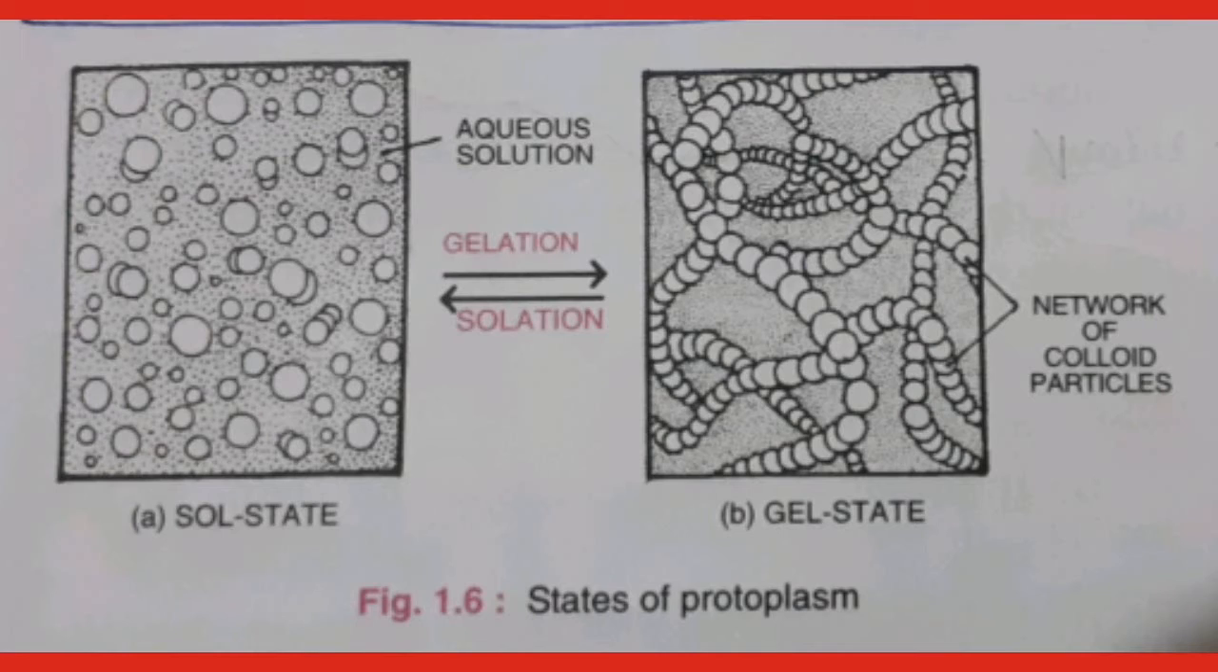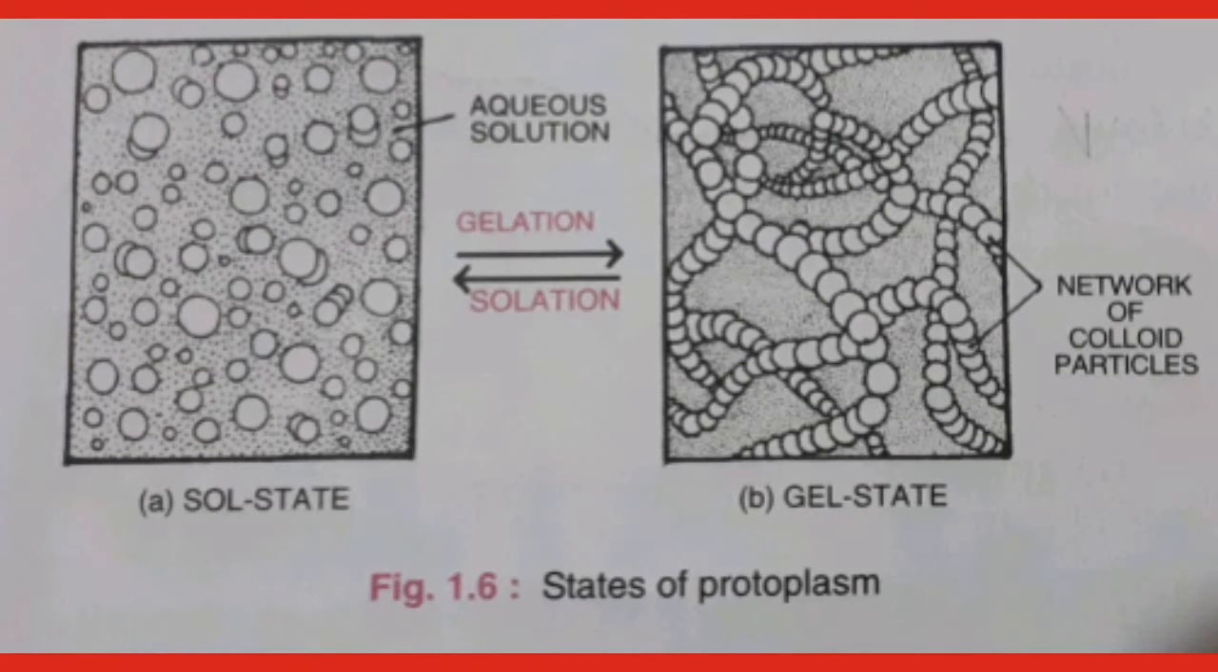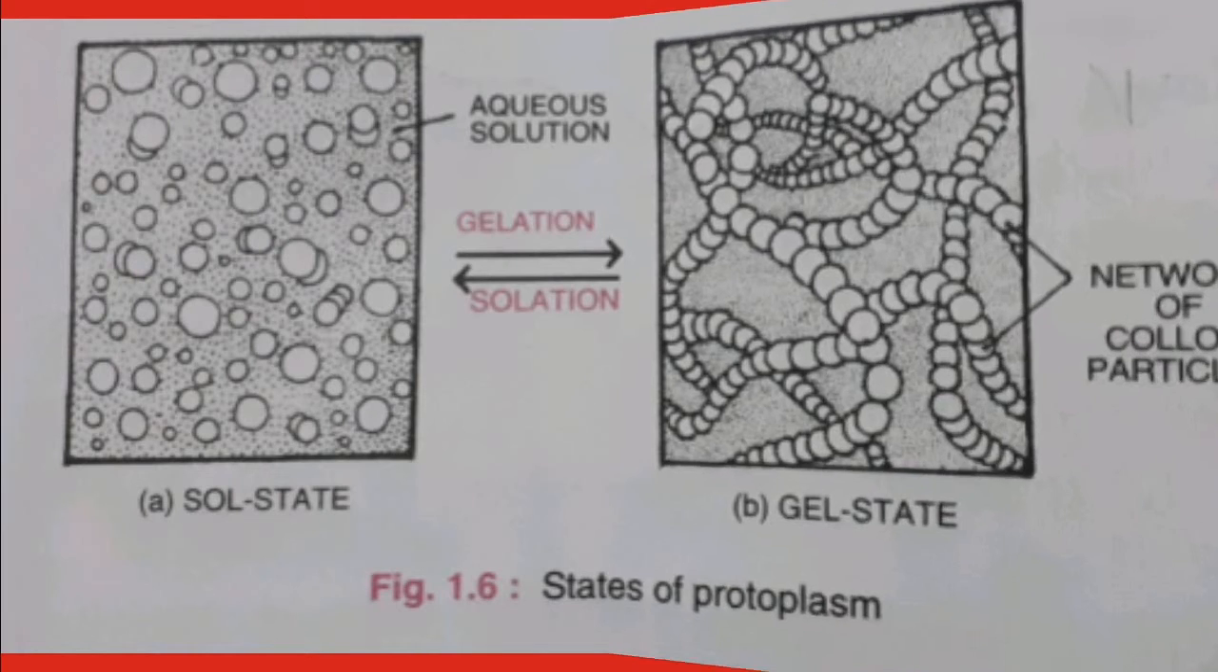As you can see in the diagram, it contains granules of different sizes and they are suspended in the solution. It is the sol state in which constituent molecules are free to move, whereas in the gel state the constituent molecules are compactly arranged. On heating, the protoplasm becomes opaque and usually coagulates.